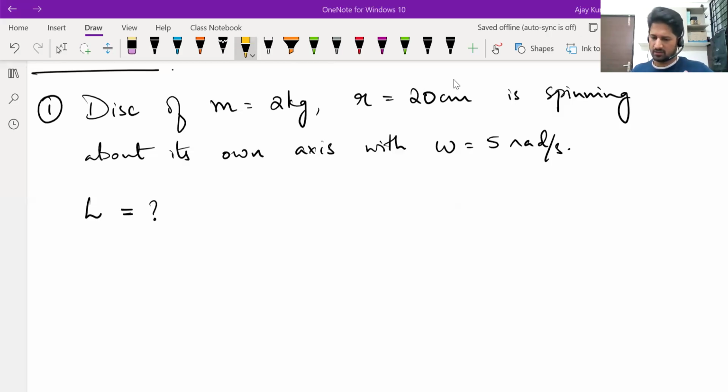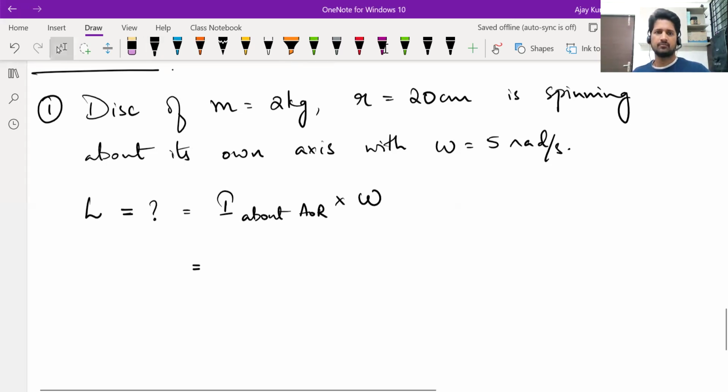Okay. See, this is a system, like the disk is spinning about its own axis, so it's a system in pure rotation. What is the formula for angular momentum in pure rotation? I omega. I, you have to take about axis of rotation and multiply that with angular velocity omega. Fine. Now the disk is spinning about its own axis. Pawan, tell me, what is the formula for moment of inertia of a disk about its own axis? Sir, mr square. No. In a disk, all the mass is not at the distance r, no? Many particles are nearer. It won't be mr square.